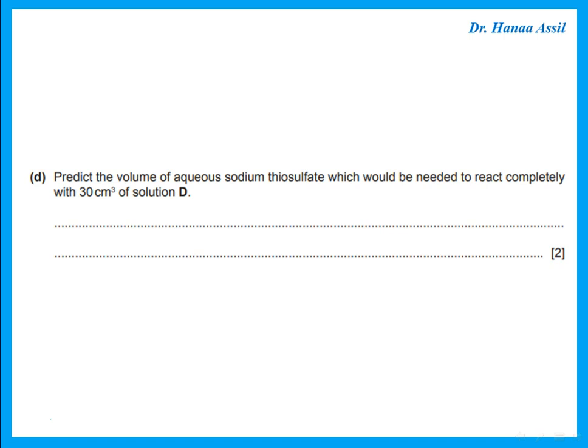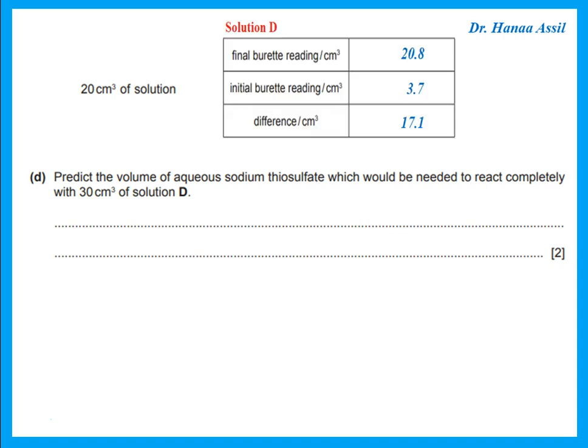Now, that first experiment was using 20 centimeter cubed. And when we used 20 centimeter cubed of solution D, I needed 17.1. Now he's saying I'm going to use 30 of solution D. How much should I need of the thiosulfate? Well, cross multiplication, that's how we normally do it. So the 20 needed 17.1, so the 30 will need how much? That is 30 times 17.1 over 20, so it will need about 1.5 times what we got for solution D. So that's 25.7 centimeter cubed.